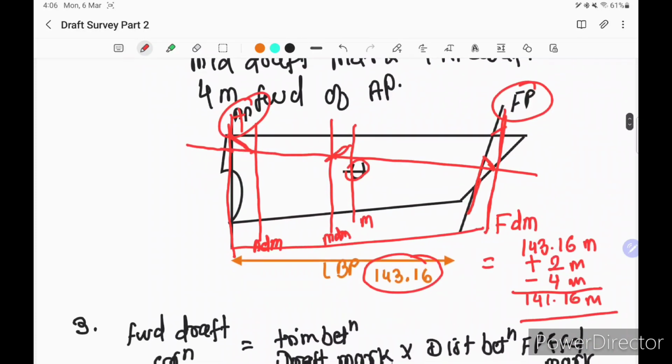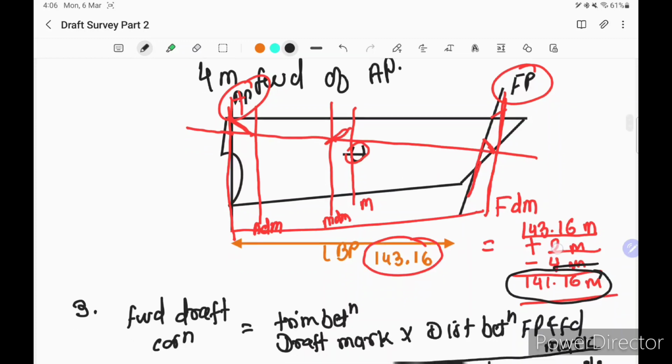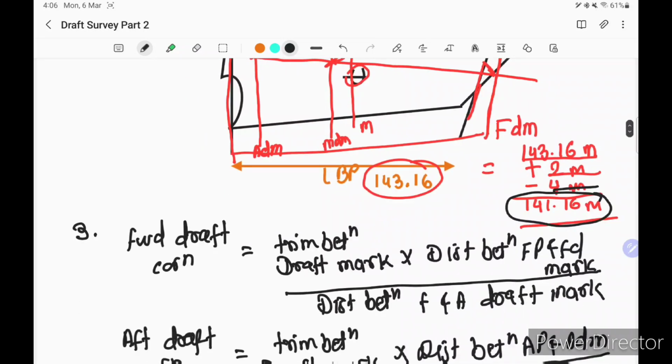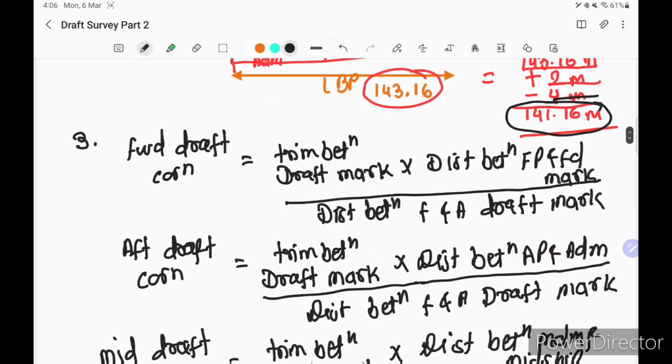So how will you calculate the distance between draft marks? Your LBP is 143.16, plus the forward draft mark is 2 meter forward, so plus 2, and your aft draft mark is 4 meter forward of the aft perpendicular, so minus 4. So 143.16 plus 2 minus 4, you will get 141.16, which is your distance between the forward and aft draft marks.